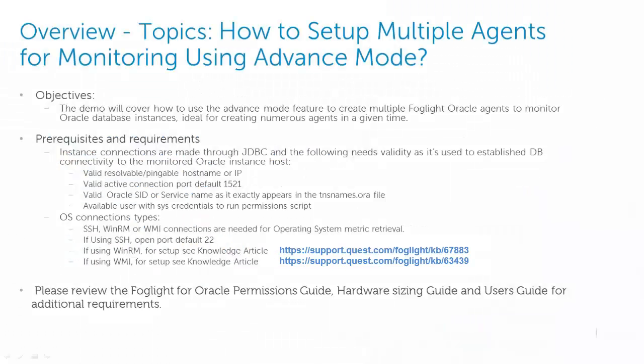The cartridge for Oracle currently provides two methods when creating agents to monitor instances: simple and advanced mode. The objective of this demo is to cover how to use the advanced mode feature to create multiple Foglight Oracle agents to monitor Oracle database instances. It offers ideal flexibility for creating numerous agents at a time. A video for the simple method of agent creation should exist as well.